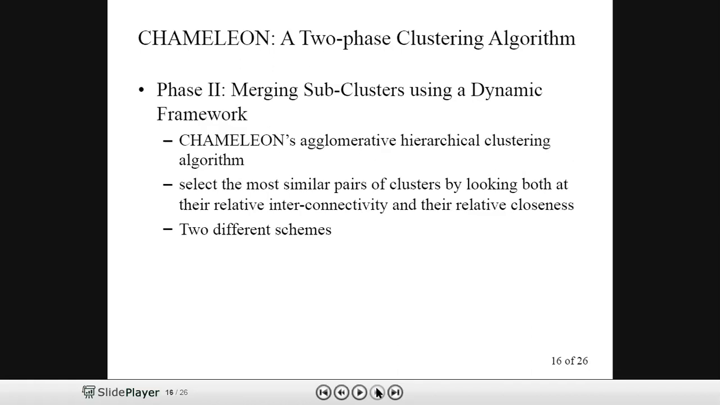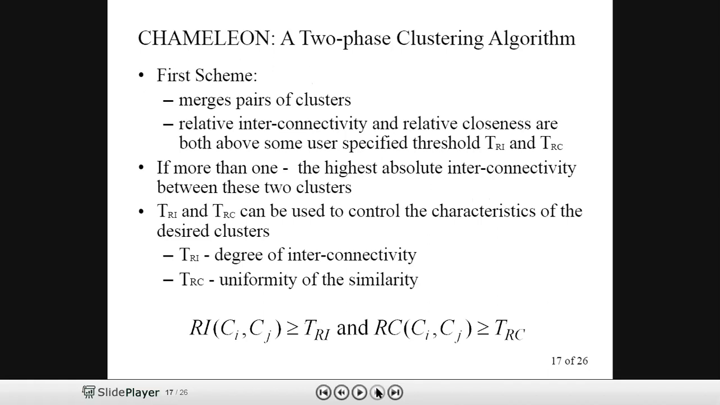In phase 2, merging the subclusters using the dynamic framework, Chameleon uses an agglomerative hierarchical clustering algorithm. It selects the most similar pair of clusters by looking at both the relative interconnectivity and their relative closeness. As I've told you, the merging takes place only when the relative interconnectivity of Ci and Cj is greater than the threshold of relative interconnectivity, and the relative closeness is greater than the threshold of relative closeness.